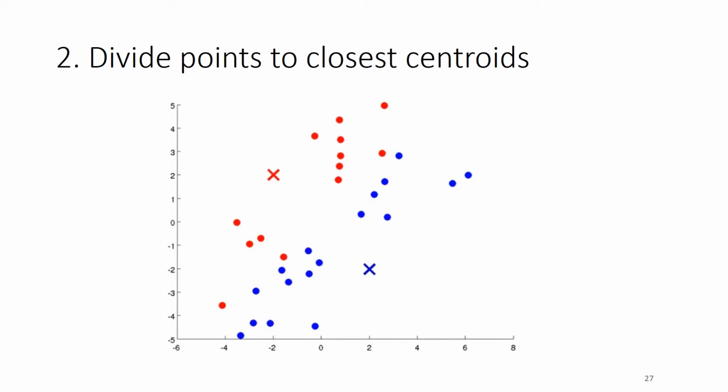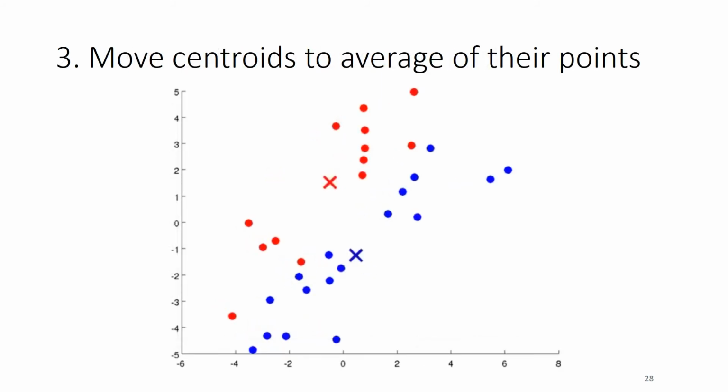The step we're going to do now is we're going to move these centroids to the average of their cluster, basically, at this point, their own group. So the blue centroid is going to be moved to the center of the blue dots, and the red one to the center of the red dots. So here we go. Then we're just going to repeat this a couple of times.